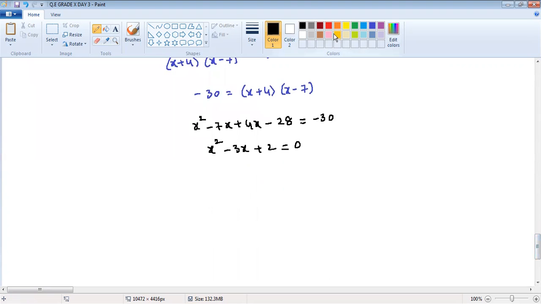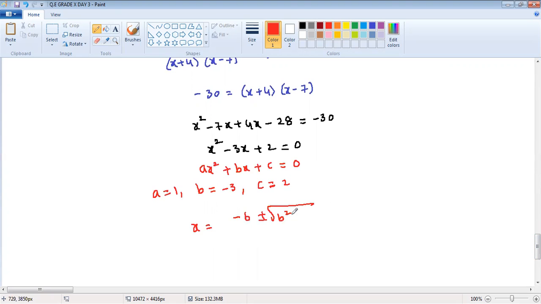So now we are learning the quadratic formula. So it is compulsory to use the quadratic formula. ax square plus bx plus c is equal to 0, where a value is 1, b value is minus 3, c value is 2. Then x is equal to another formula: minus b plus or minus square root of b square minus 4ac, divided by 2a.